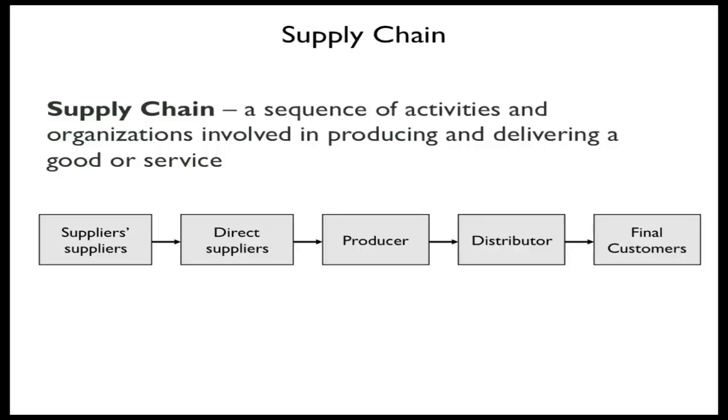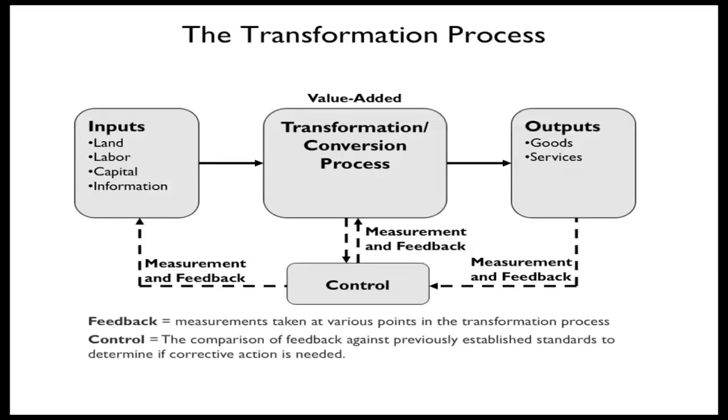So here's the supply chain. It's the sequence of activities and organizations that produce or deliver a goods or services. So you start on the left with suppliers. That's someone that your suppliers get stuff from. Then you have direct suppliers. Then the producer, you are the producer, you're making something. Now that product, service, whatever it is, has to be distributed. So there's a distributor, and then you have the final customers. So that's the supply chain, and we'll be covering this a lot throughout the class.